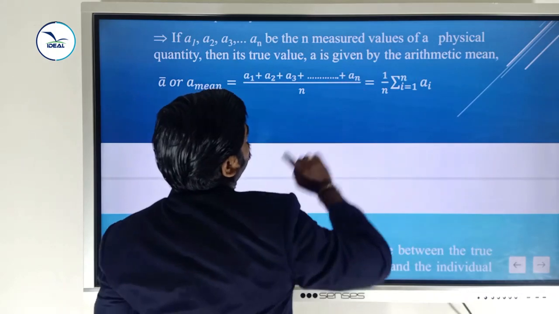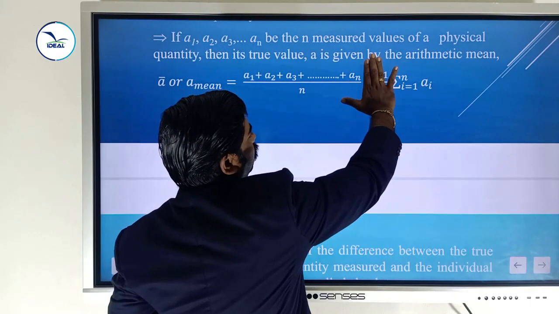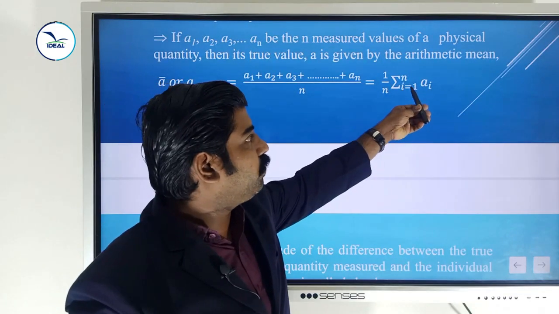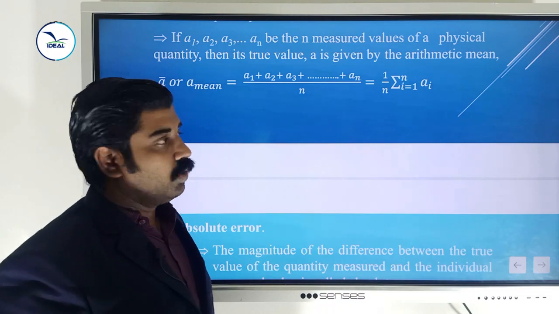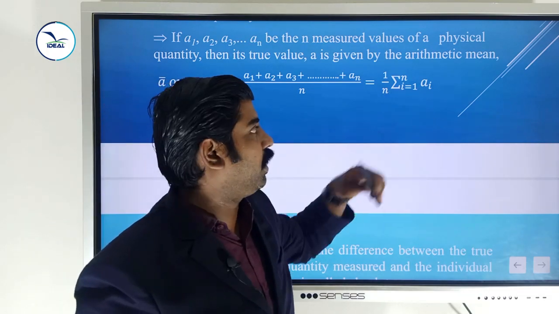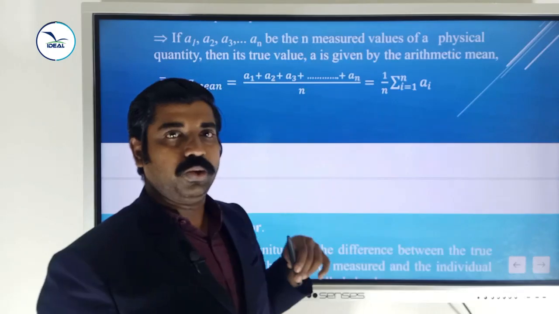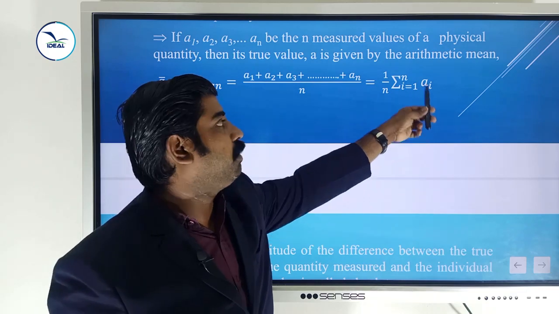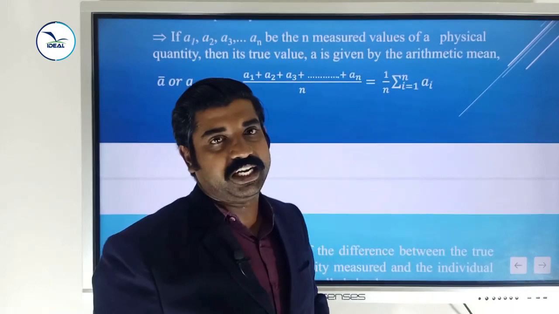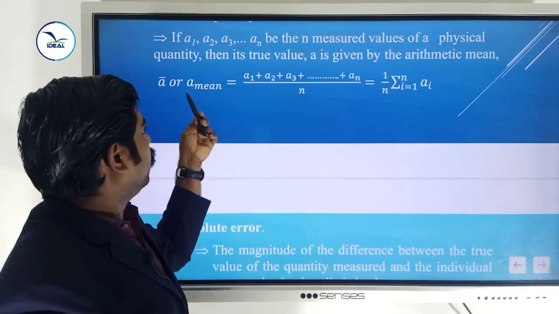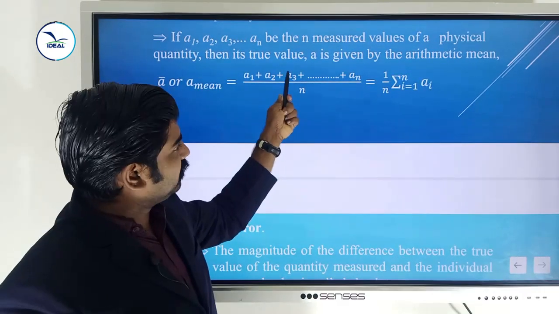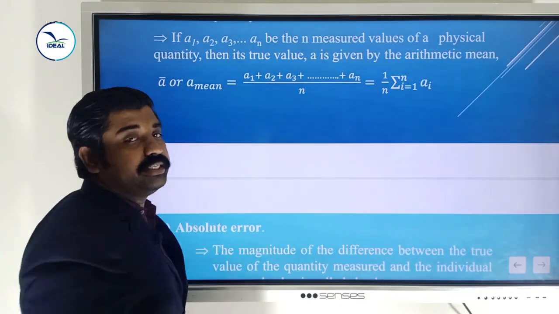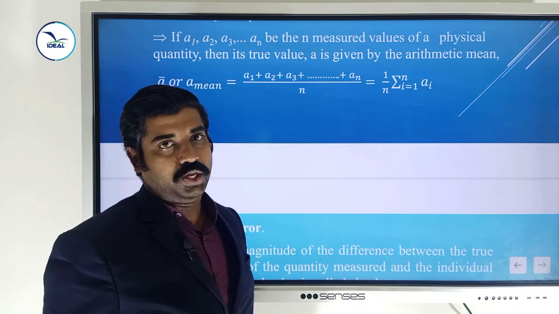Consider this part only. If you didn't understand this, leave it. It means that I is equal to 1 to N, the same thing as here: 1 by N into, for I equal to 1, A1, plus I equal to 2, A2, etc. up to AN. This is represented using the summation sigma symbol. So the arithmetic mean is equal to A1 plus A2 plus A3 plus etc. up to AN divided by N. This A mean is considered as the true value.